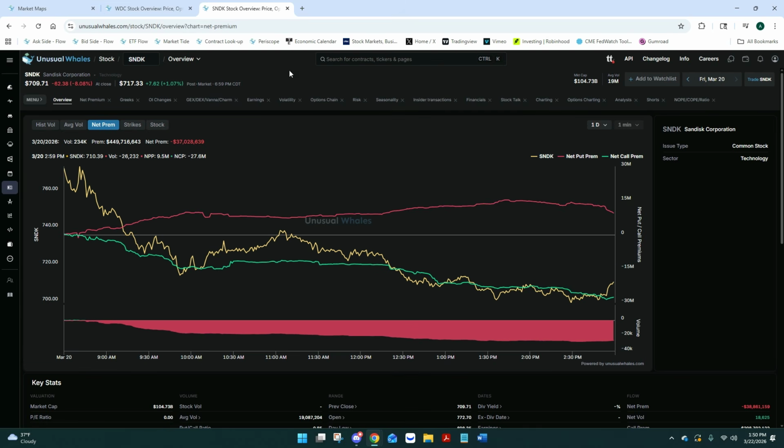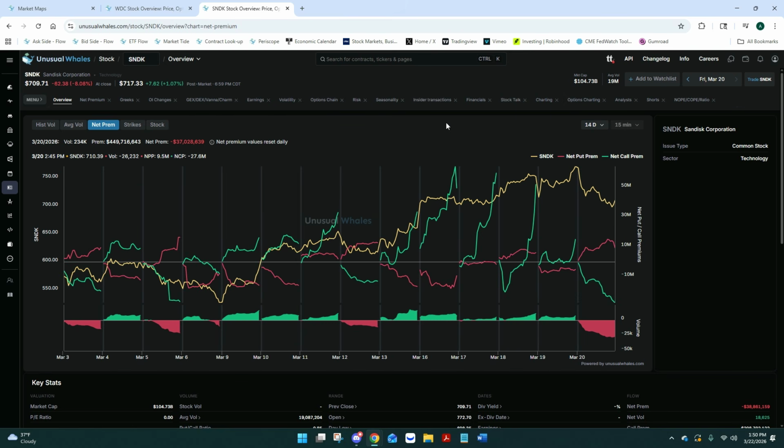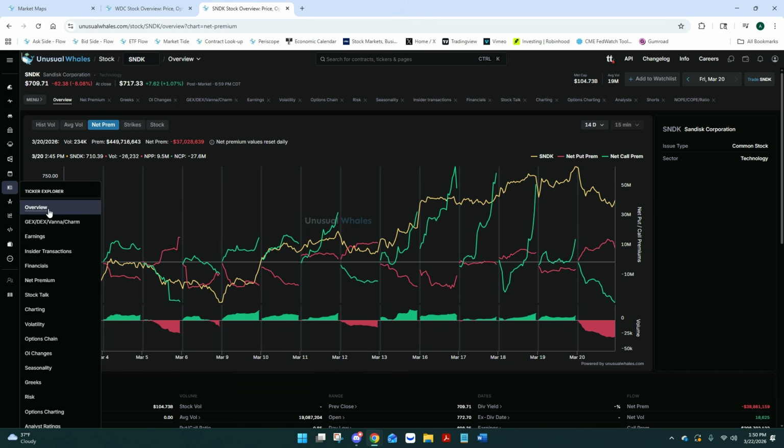So we are going to first start with SNDK. After I identified that big bid side drop here, I'll typically hang out on that overview tab here, and this can all be found under that ticker explorer here.